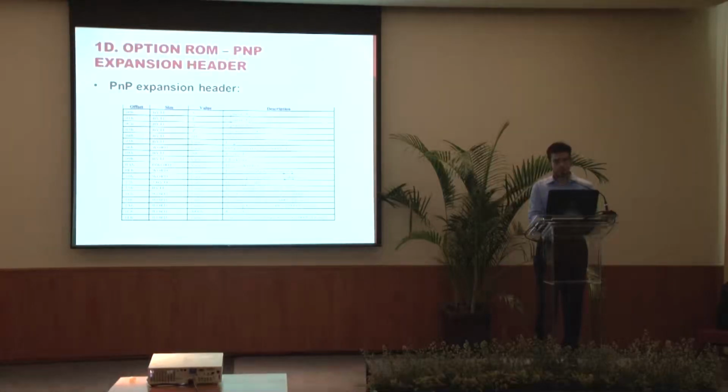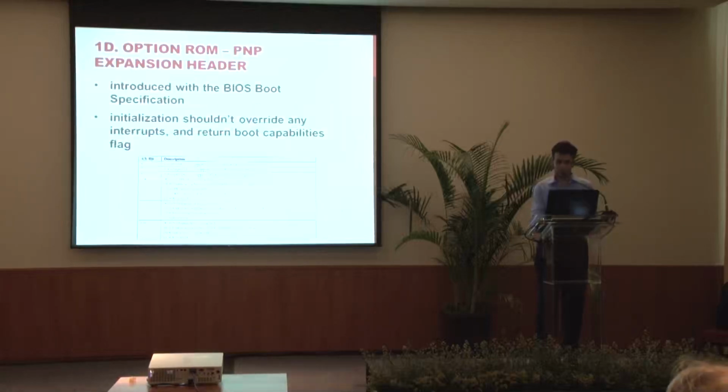Then each option ROM, following the BIOS Boot Specification, has a PnP expansion header. The PnP expansion header basically specifies how the option ROM can boot, if at all, and some other data. Now, with the PnP expansion header introduced, the option ROM in its initialization code should not override any interrupts. All it does during initialization is initialize the device and then return a boot capabilities flag.